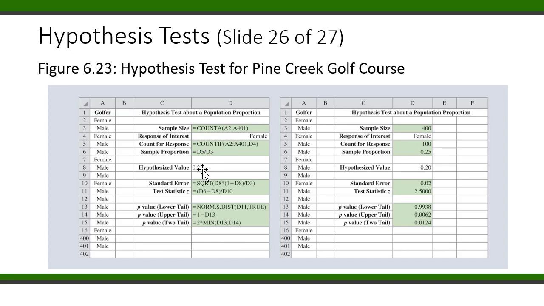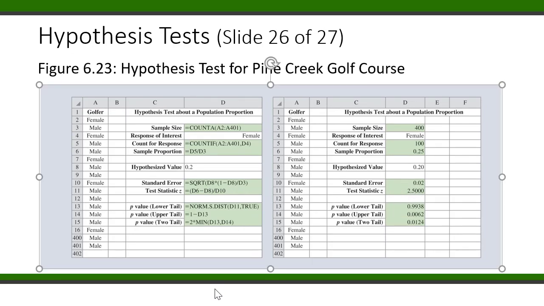We believe that the null value is 20%. So that's where the 0.2 came from. We calculate the standard error, and then we calculate the test statistic Z, that's 2.5. So that's not equal to the alpha divided by 2.